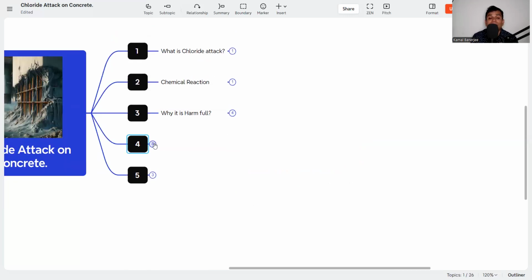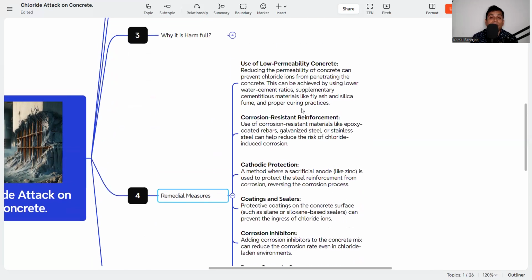Now, chloride is there and it can penetrate inside the concrete. We want to protect our concrete from chloride attack. So what will be the remedial measures? There are so many. First is to use low permeability concrete. Low permeability concrete means the permeability is very low, so there is less chance of penetration of chloride ions inside the concrete. If we can do that, what will happen? If chloride ions cannot penetrate the concrete, our steel will not react with the chloride ions and the water, and rust will not form.